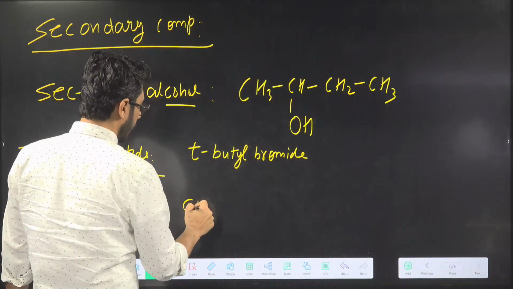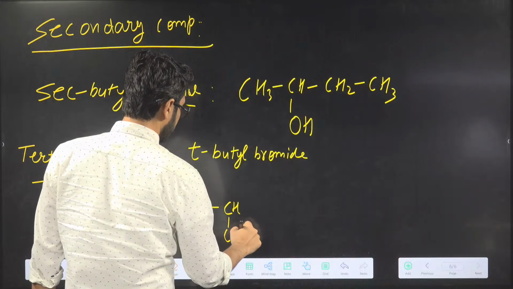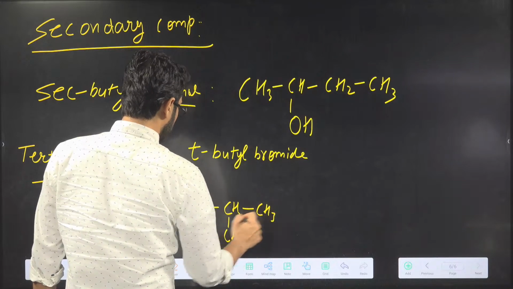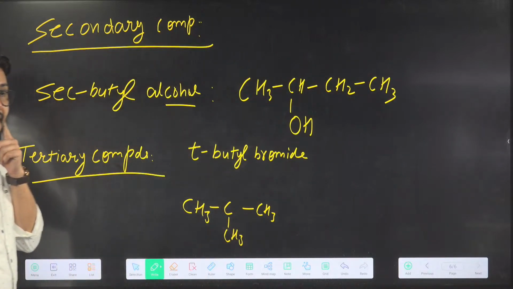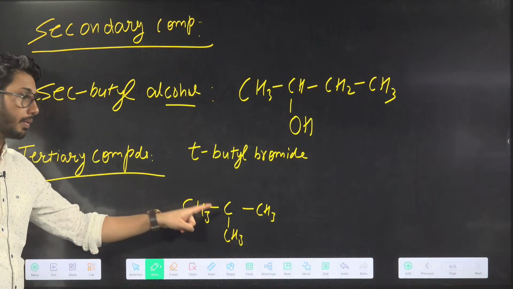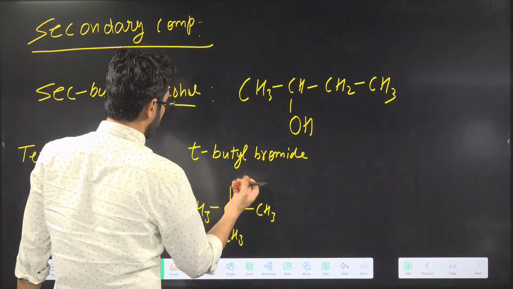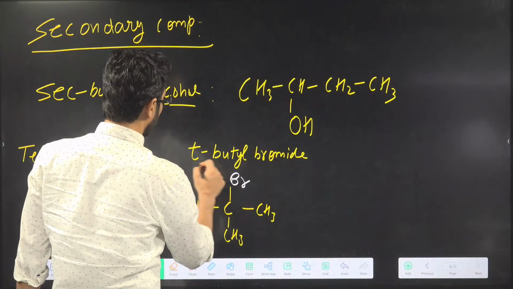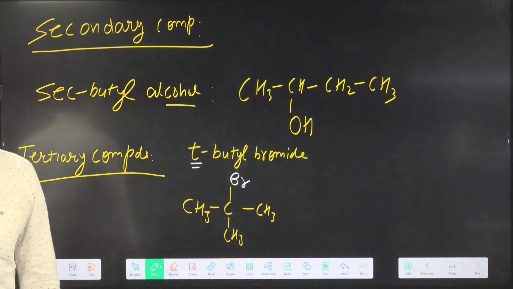So the structure will be: write down the 4 carbon chain with 1 tertiary carbon there. This is a tertiary carbon, which is bonded to 3 other carbons. On this carbon, there will be bromide. So you will write bromide on the tertiary carbon. That is the meaning of which compound? Tertiary compounds.